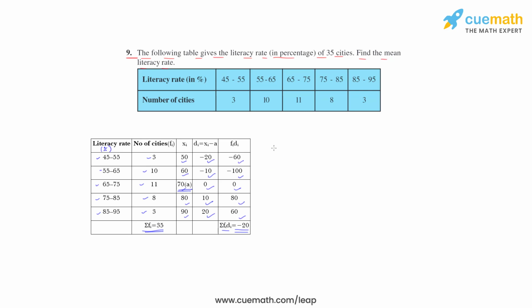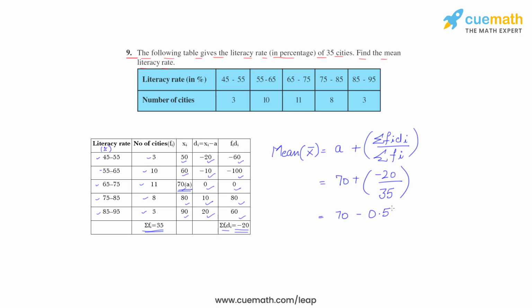Let's find the mean now. So we are using the assumed mean method here. X bar is equal to A plus sigma fidi upon sigma fi. So A is 70, sigma fidi is minus 20 and sigma fi is 35. So we get 70 minus 0.57.